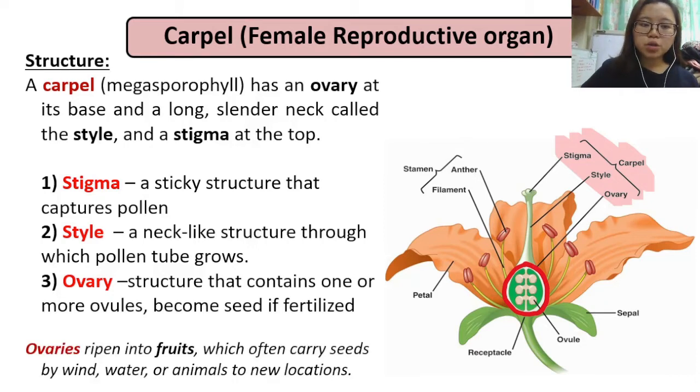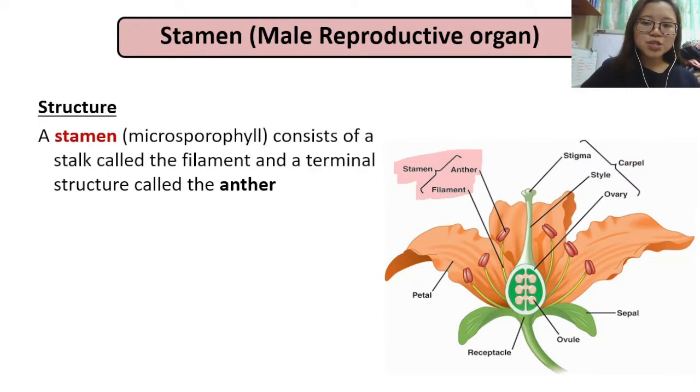Ovaries will ripen into fruits, which will often carry seeds by wind, water, or plants to new locations. Now let's look at the male reproductive organ of the flower, which is also called the stamen. A stamen or microsporophyll consists of a stalk called the filament and a terminal structure called the anther.